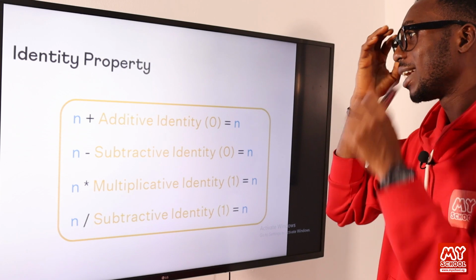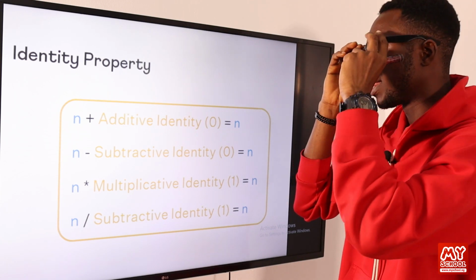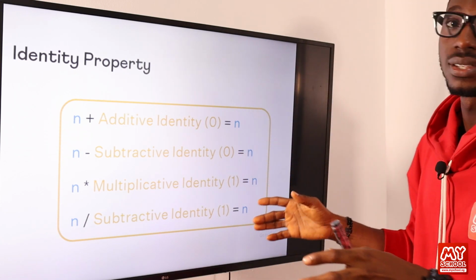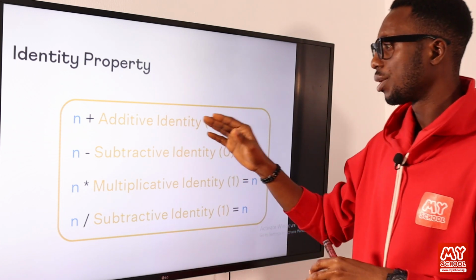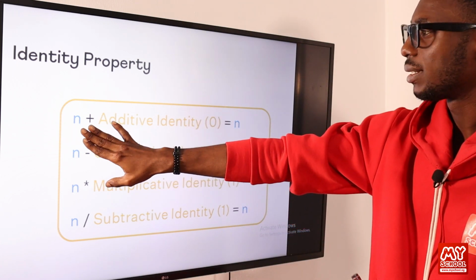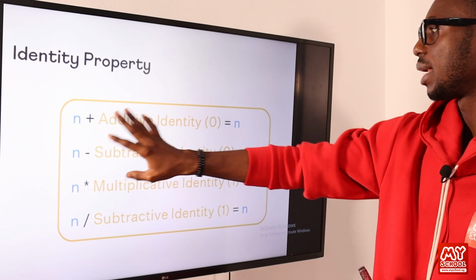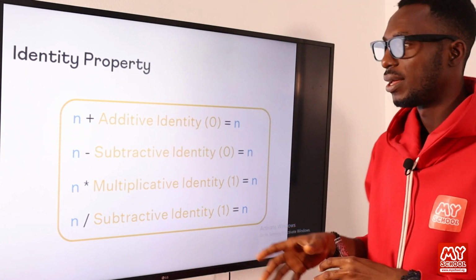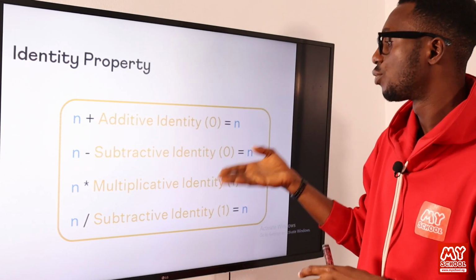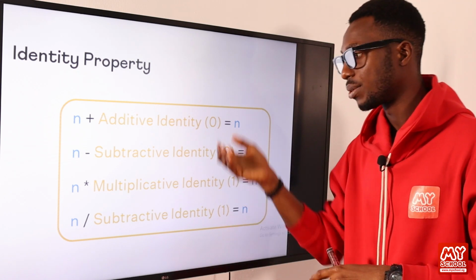So we have the identity property. Look at this: the identity element, or the neutral element. When you are adding a particular member or element to the identity element, you should still get back your element. Even when you subtract from it, you should get back that same element, right? So this is what we have here.